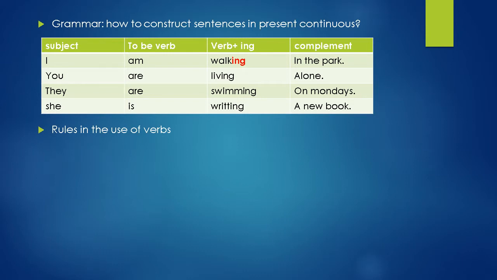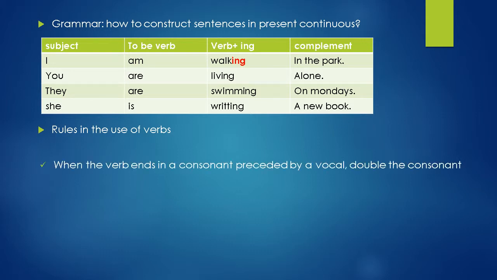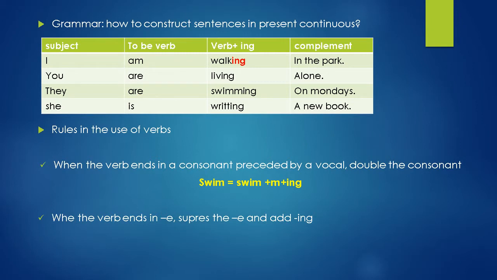Rules in the use of verbs. In this stage, we can take the verbs of the examples to explain some rules. When the verb ends in a consonant preceded by a vowel, we have to double the consonant. That's the example of swimming or writing. When the verb ends in E, suppress the E and add ing, as in live. Live, living.